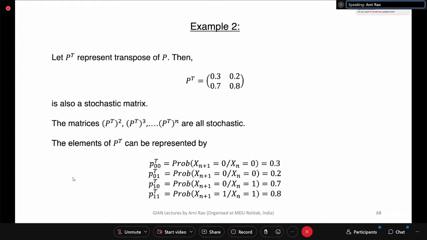Similarly, if you take the transpose of the matrix, the initial values, initially you see 0.3, 0.7. Now I took the transpose of that, and that is also a stochastic matrix because the column sums are 1. Similarly, P transpose, P transpose square, P transpose cube, and so on, they are all stochastic. You can verify these yourself; take it as homework, and after the lecture you can verify these things at home.